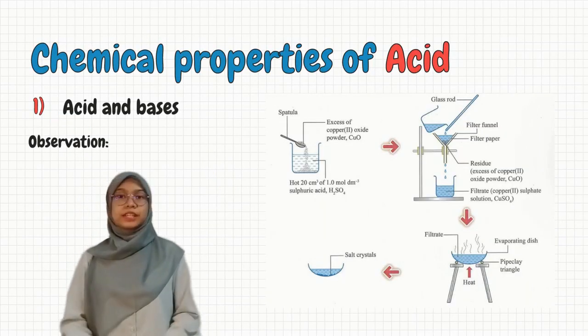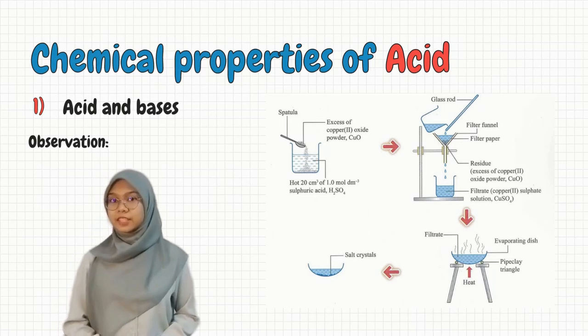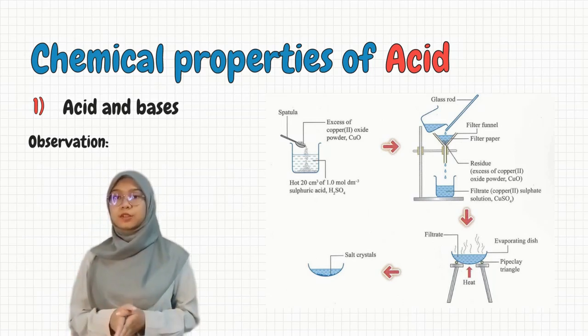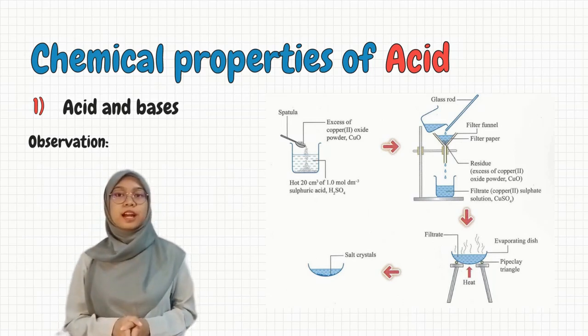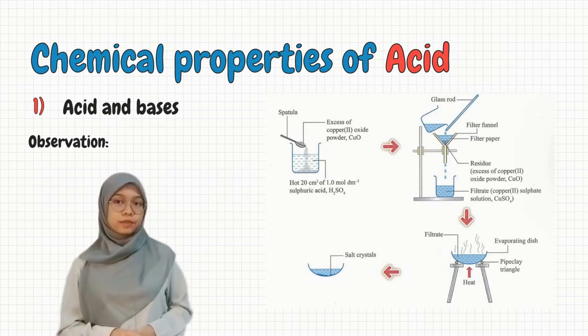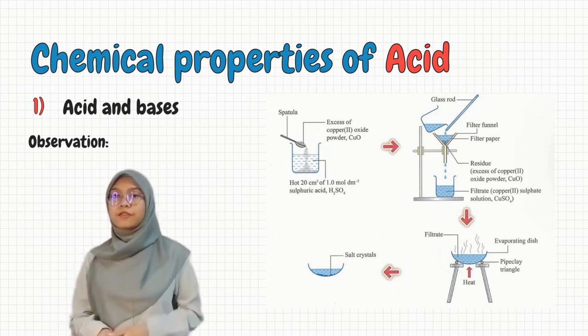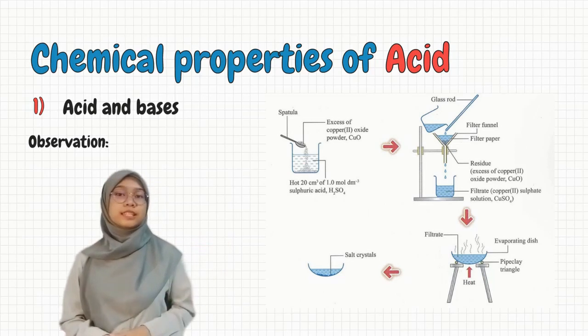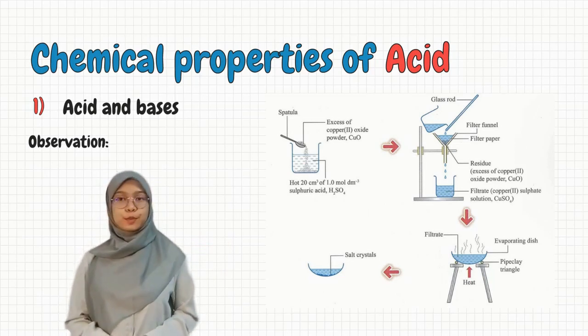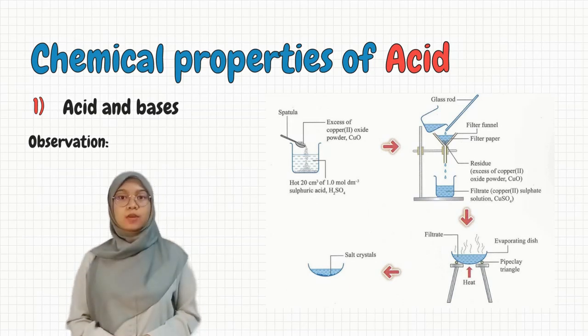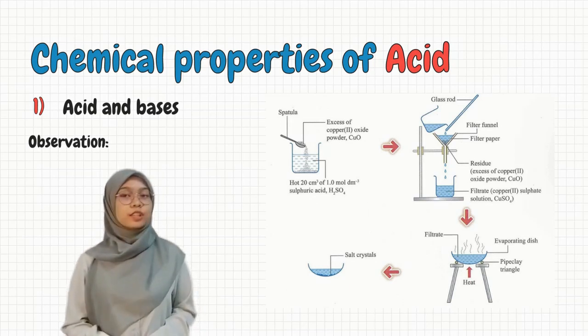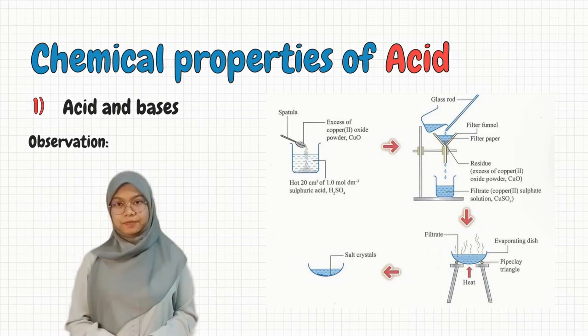Now, let's start with the first chemical reaction of acid. To test the chemical reaction, we need to mix the dilute acid with the base powder. Let's discuss based on the figure given. As you can see, the first step is to put excess copper(II) oxide powder, which is our base, into the beaker containing dilute sulfuric acid.